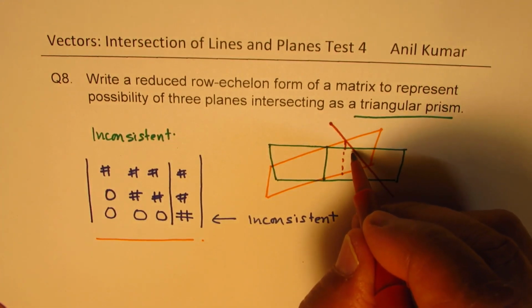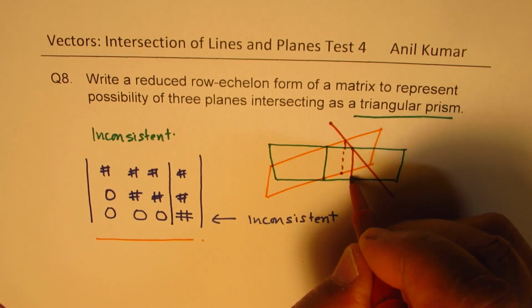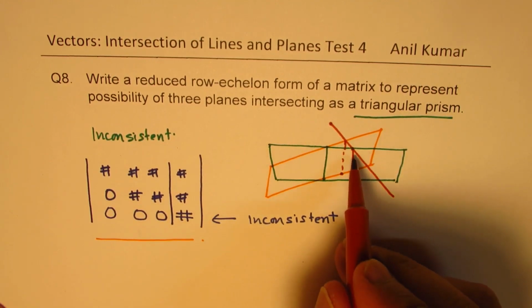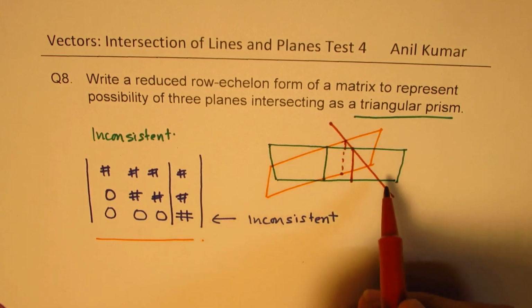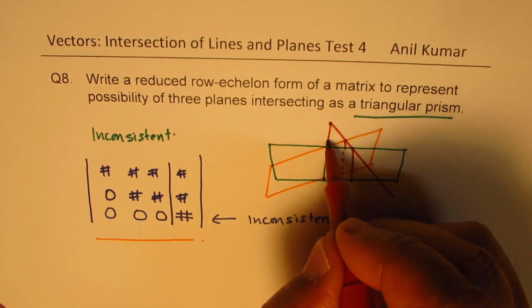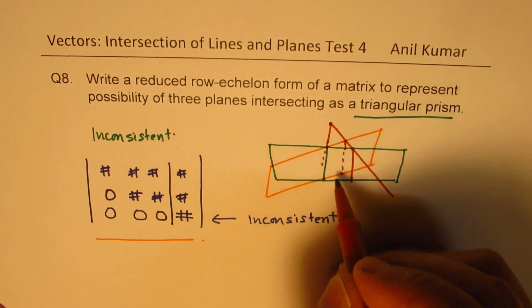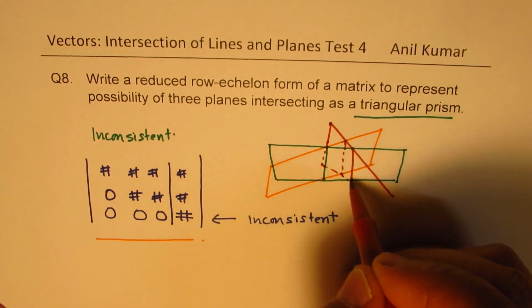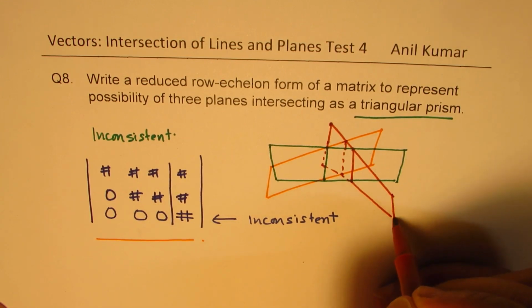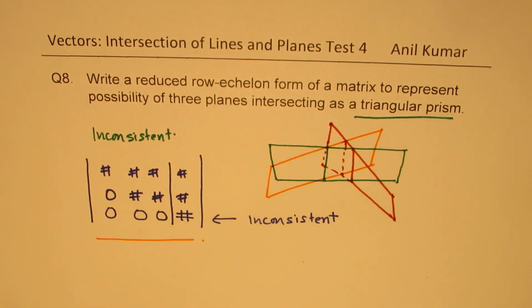So one could be over here with this plane. The other one could be here with this plane. Do you understand? So that forms a triangular prism which you see here. That is the triangular prism which we are looking for. And so we could have an equation something like this to get a triangular prism as our solution. I hope that makes sense.